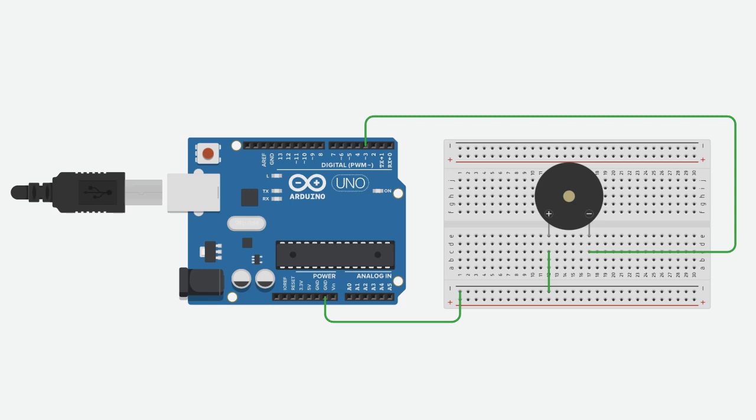Hey everyone, in this video we'll learn about buzzers. So buzzers have a positive and negative end. The positive is the anode, which is the longer leg, and the negative is the cathode, which is the shorter leg. So here is our buzzer, and it's connected to pin 3. Now we will start coding.